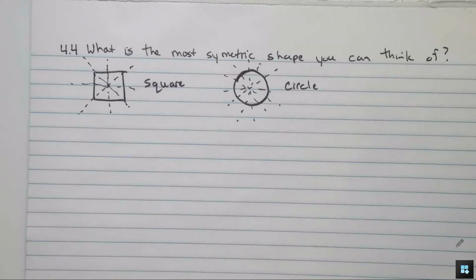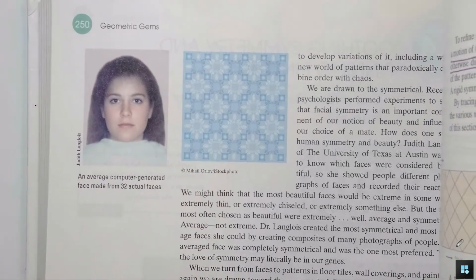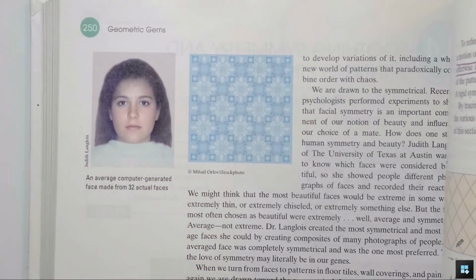Well, people are drawn to symmetry. Have any of you ever seen studies about symmetrical faces? So this is a picture in your textbook. An average computer-generated face made from 32 actual faces. And it's very symmetrical. One half of the face looks like the other. And people tend to find symmetry attractive.